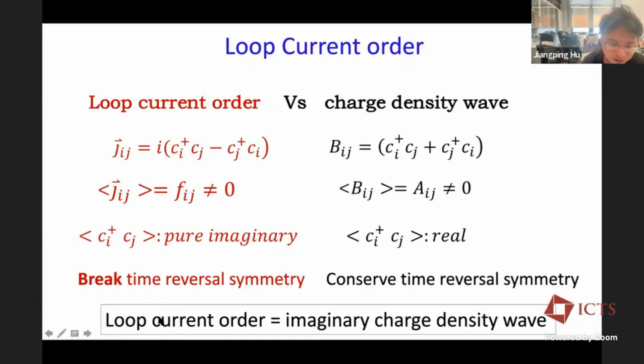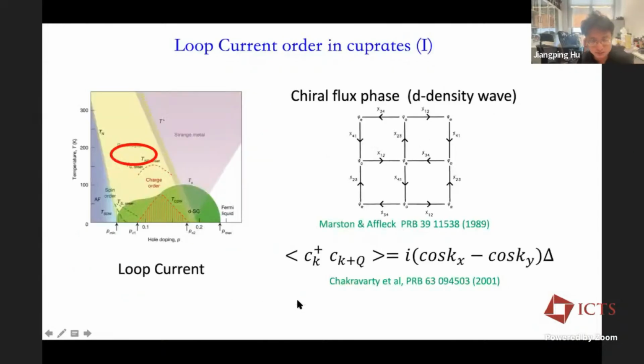So in another way, you can view the loop current order as just an imaginary charge density wave. It's a charge density wave going to the imaginary channel. You become the loop current order. That's another way to view the loop current order.